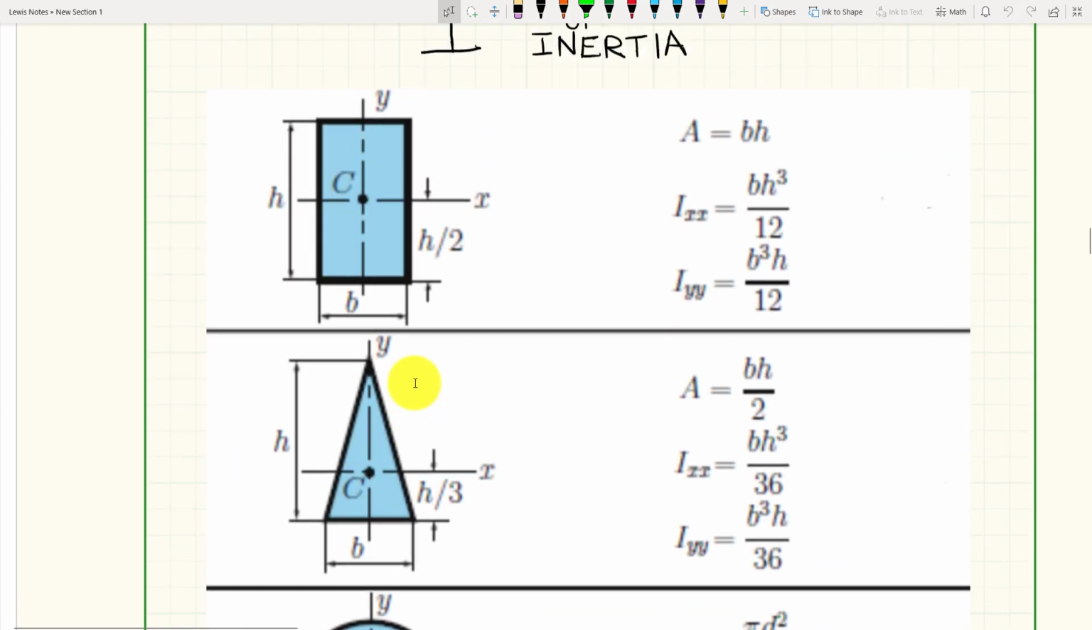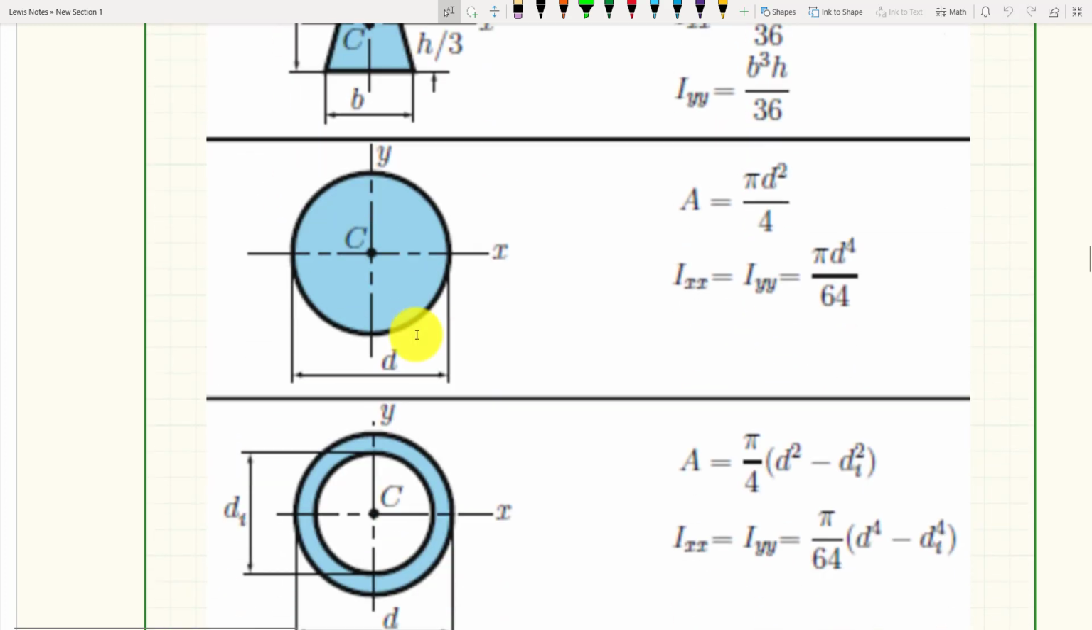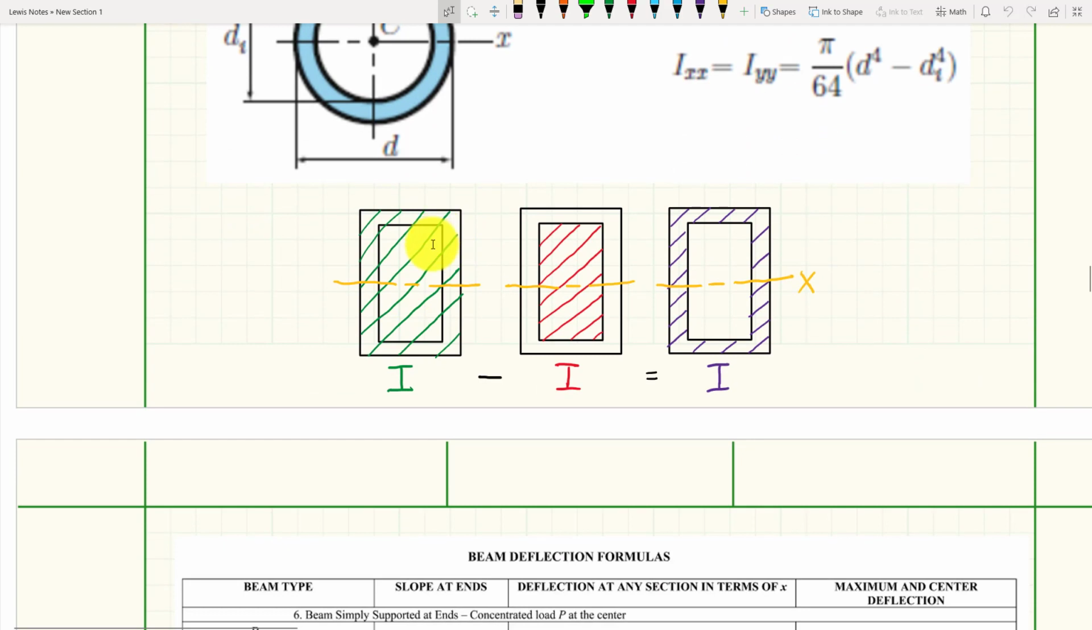So if we're looking at the square here, what if we have a square tube, or here's a rectangle tube? You're probably going to have some rectangle and some square tubes in your labs. Again, I'm going to find the I value for the whole thing, BH cubed over 12. I'm going to find the I value just for the inner portion that's hollow. I'm going to subtract this value from that value, and now I can get the resultant I value for that hollow section that's a rectangular prismatic shape.